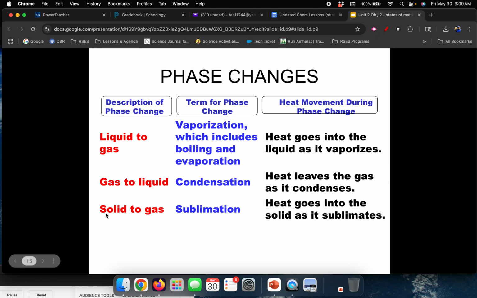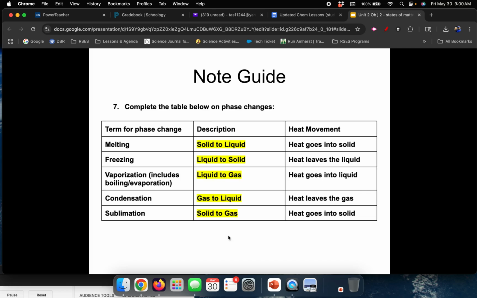Now, gases down here are faster than liquids, so we're slowing down, which means we have to release heat, and that's called condensation. This is how clouds form in the sky. And if we're going from a solid to a gas, we're going from the slowest phase to one of the fastest. It's called sublimation, but we're speeding up a lot, so we need to add heat to that. Go ahead and pause here while you put this into your notes.